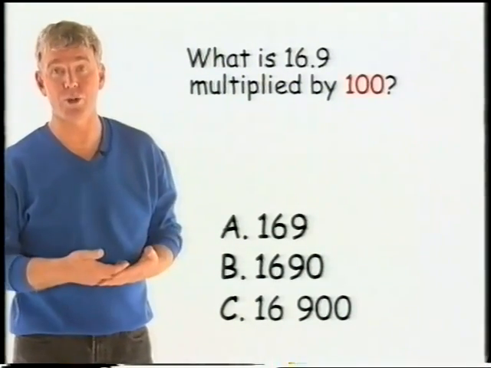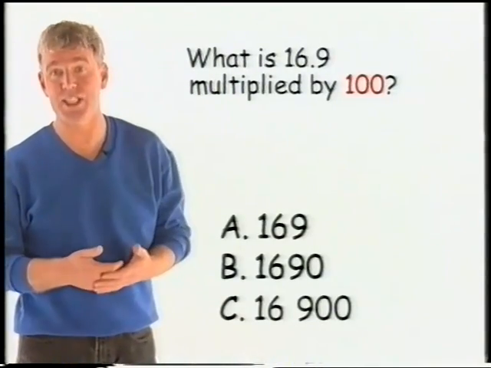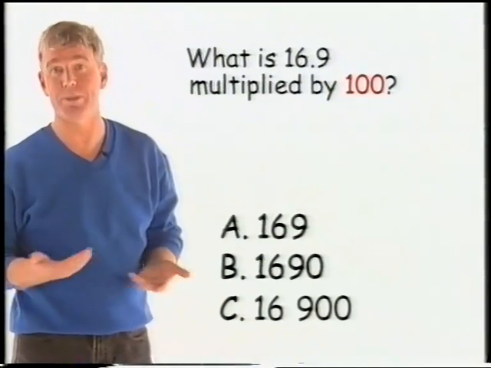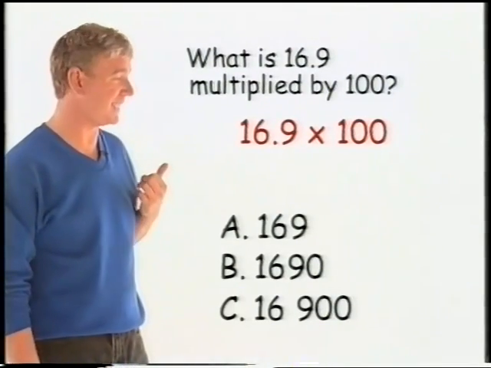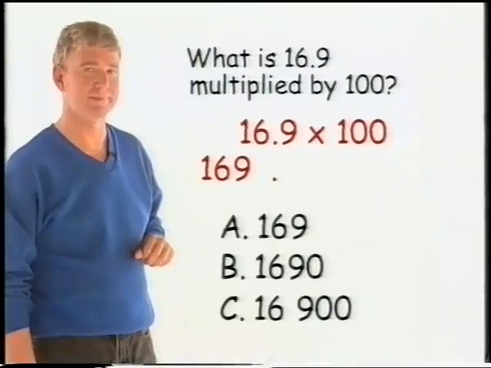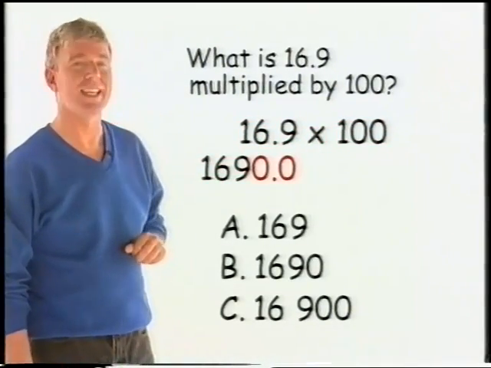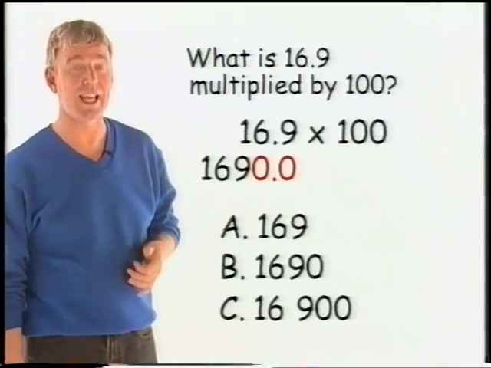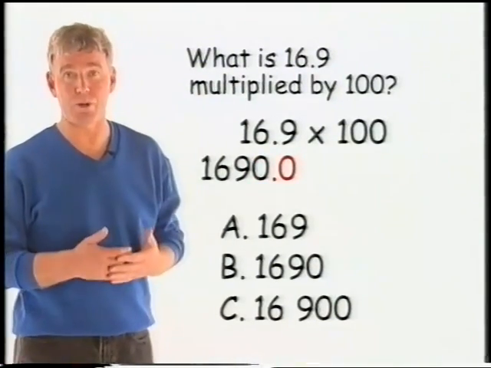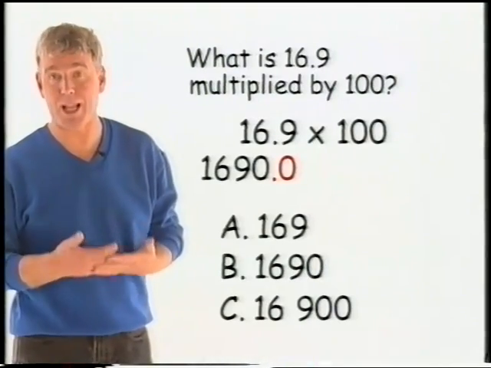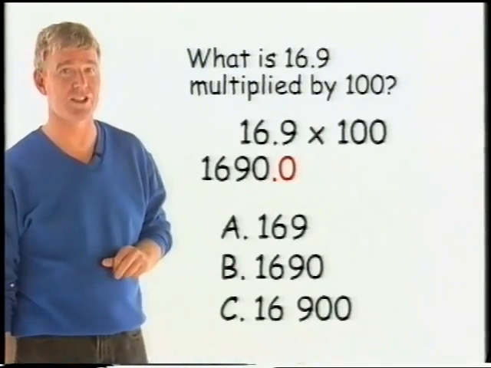Multiplying by 100 means moving the digits 2 places to the left and adding 2 zeros in their place. So let's do that to 16.9. Moving the digits 2 places to the left and putting the 2 zeros in gives us 1,690. See how the second zero goes in after the decimal point in place of the 0.9. So B is the right answer.